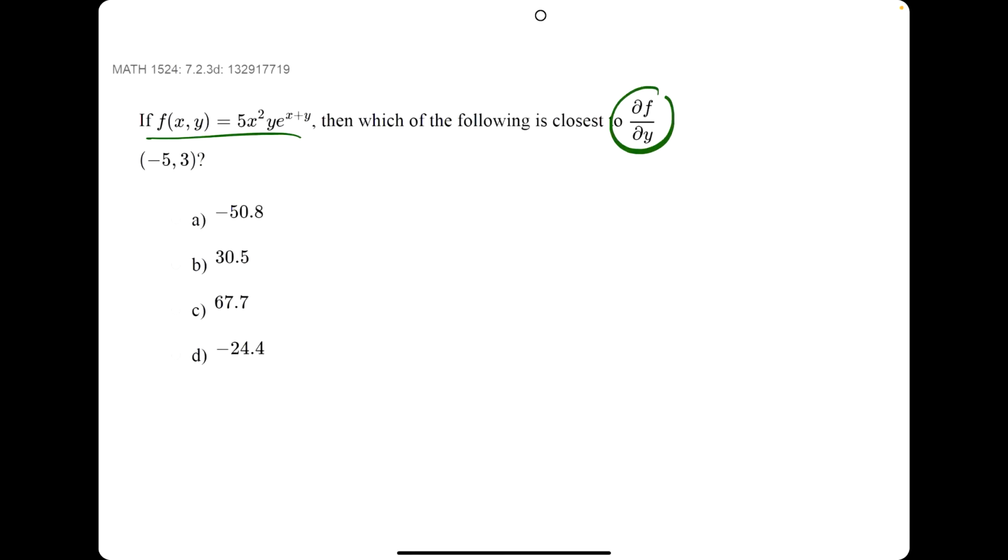And in this problem, they give us this function that looks crazy. They tell us to find df/dy, the first derivative with respect to y, and then at this ordered pair, (-5, 3). And so what we want to do first is find the partial derivative with respect to y. Then we will plug in x equals -5, y equals 3.